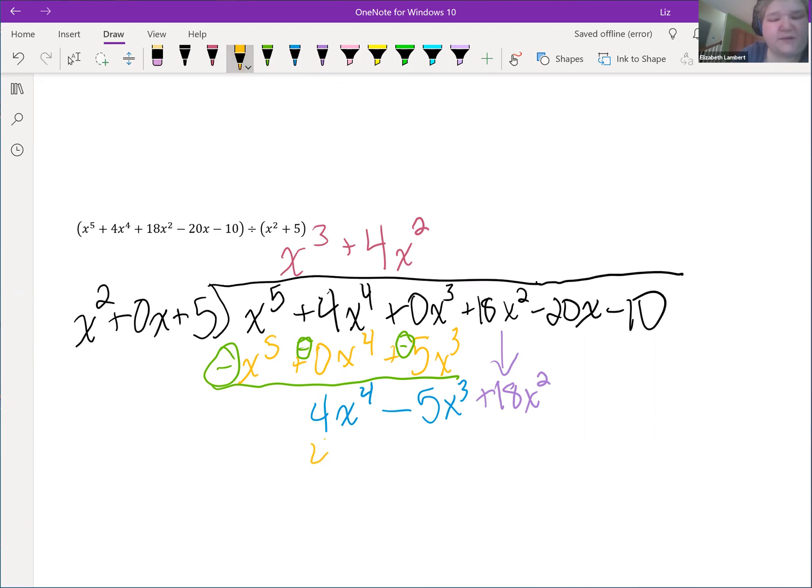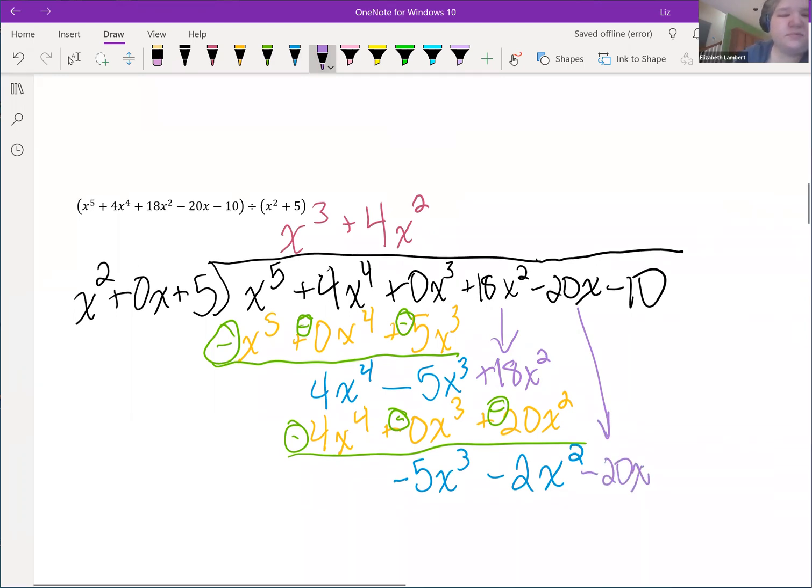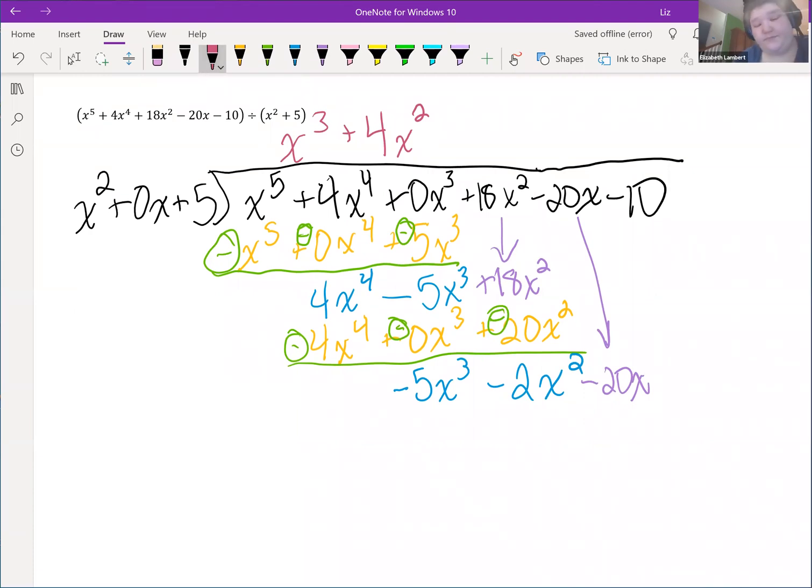So we multiply. This is now 4x to the 4th plus 0x to the 3rd plus 20x squared. Change the signs. Minus, minus, minus. And this is now minus 5x cubed. And this is just minus 2x squared. And then bring down that minus 20x. Scoot this up and do it again.